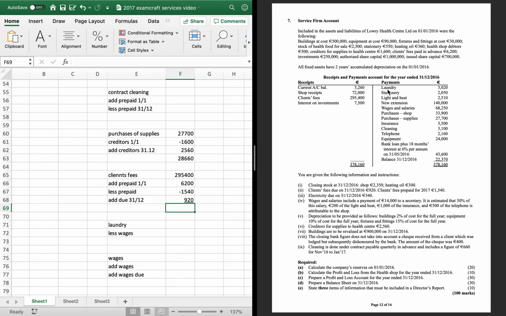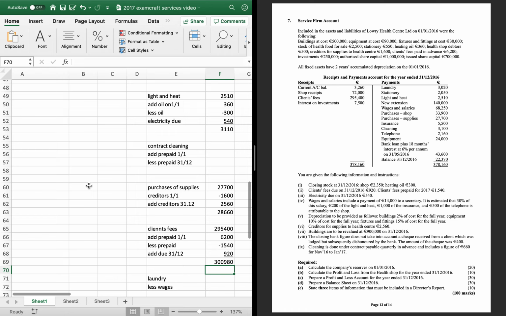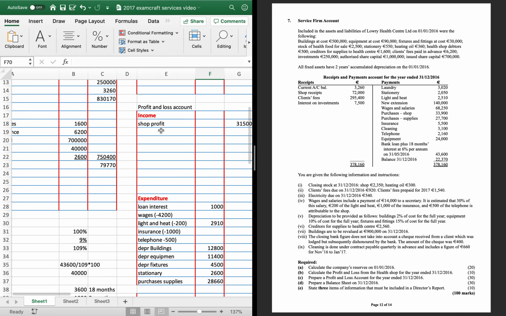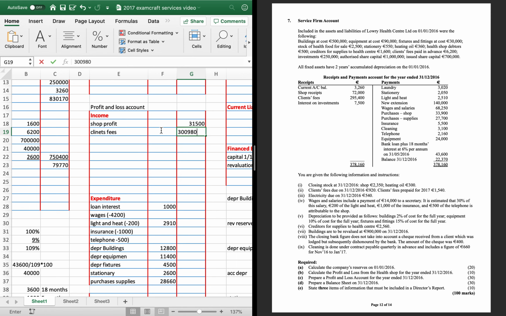Again, just be ticking them off as you go. Just see there's nothing else around clients' fees. There's not. So we can add that on. So that is 300,980. Now, clients' fees are an income for us. So into our income, 300,980. So that's ticked off now.